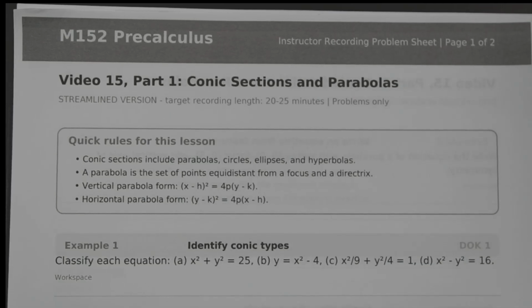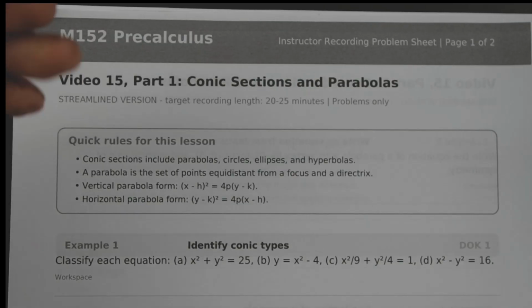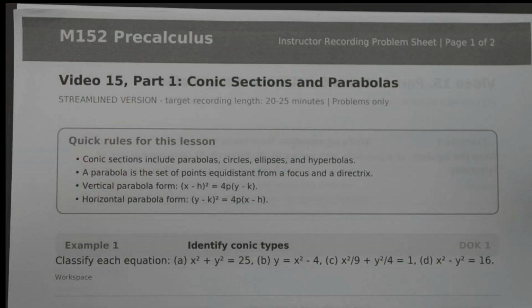Hello again. In the previous lesson, we worked with vectors and their applications. Now we're moving into conic sections. Conic sections include parabolas, circles, ellipses, and hyperbolas. In this lesson, we will identify the main conic types and focus essentially on parabolas.